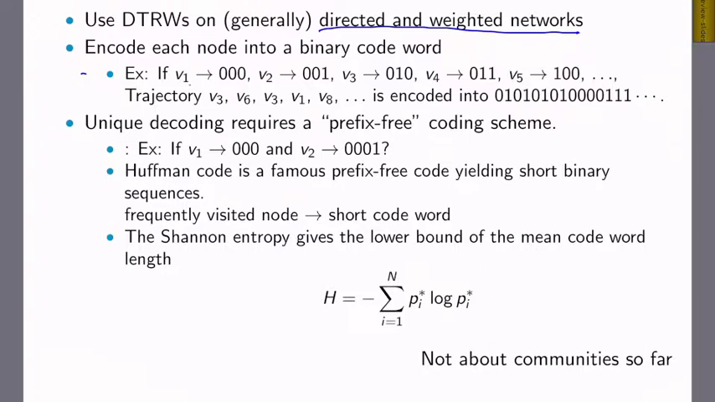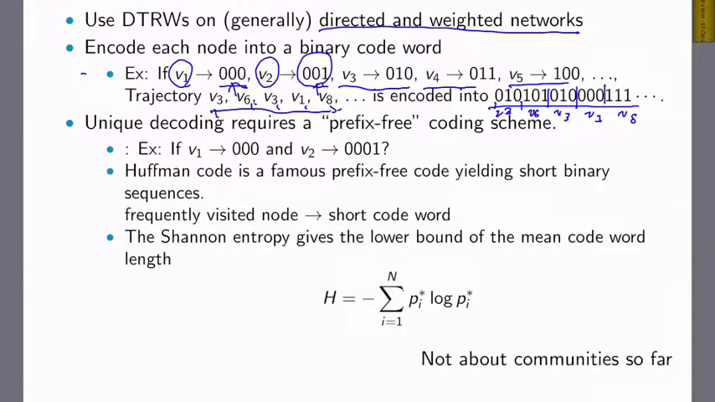Let's say node 1 is represented by a binary word 000, okay, that's one choice. And then node 2 should be encoded to another word, right? If it were the same, we could not distinguish between the two. In this way, we can uniquely determine the codes. Then say the walker moves 3, 6, 3, 1, 8, let's say. The trajectory of the walker is coded into this binary sequence. If we cut every 3 bits, then we rediscover the trajectory. Okay, fine. But we don't have to use the same length of binary string for each node.